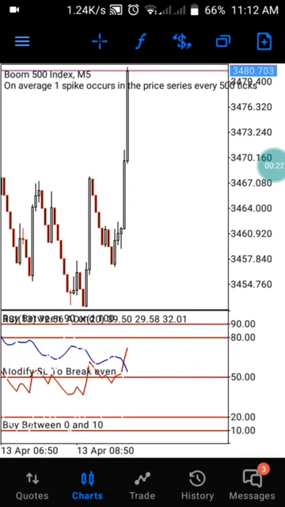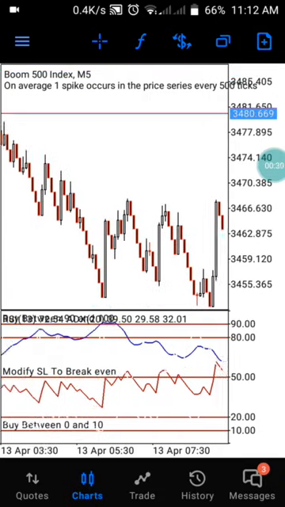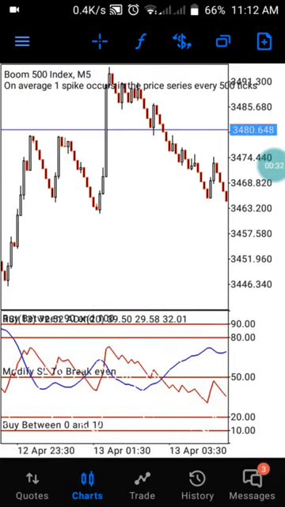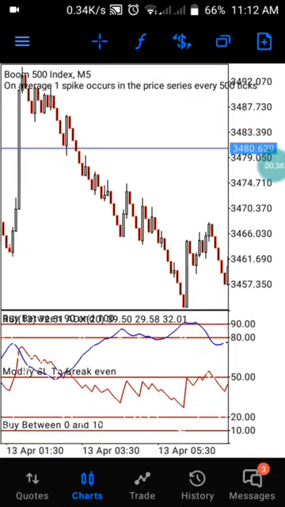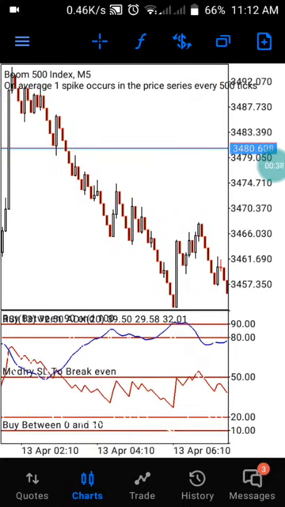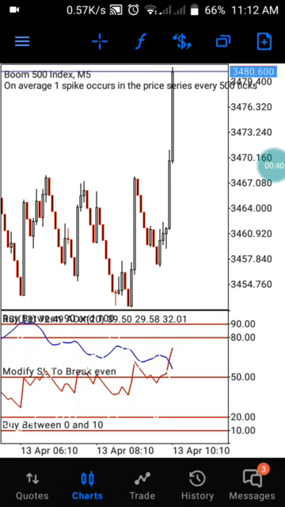Guys, today I'm going to introduce to you another strategy that you can use to take a spike, and this is a very simple strategy. Even as a beginner, you can use this, and it's going to really help you to make a lot of profit in the market. The first thing I have to tell you is that this strategy only works on Boom 1000 and Boom 500.